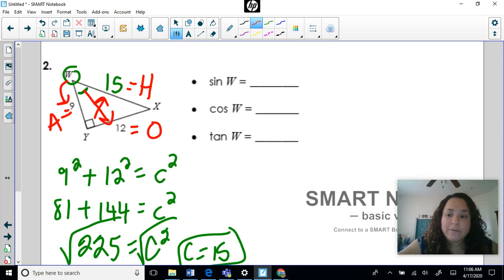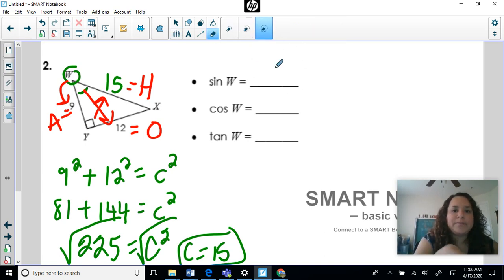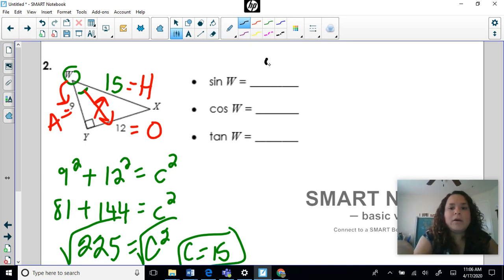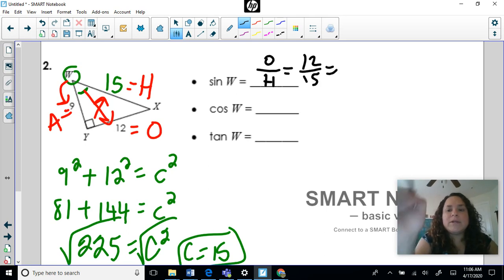So sine of W is going to be referring to some old hippie. So that is our O over our H. Oops, let me write that a little bit nicer. O over H. So in this case, that means that we're talking about 12 over 15. And we notice that 12 over 15 is not in its lowest term, so we're going to reduce that by 3. And when you reduce it, that becomes 4/5.